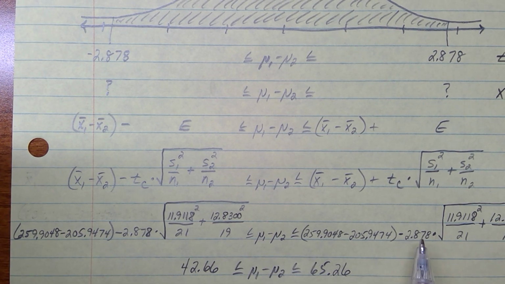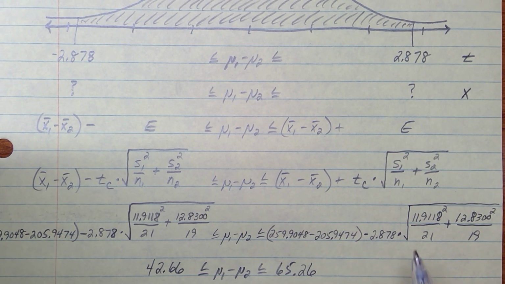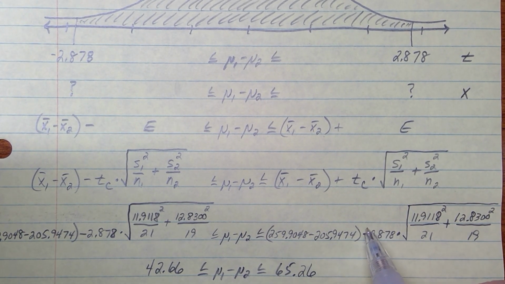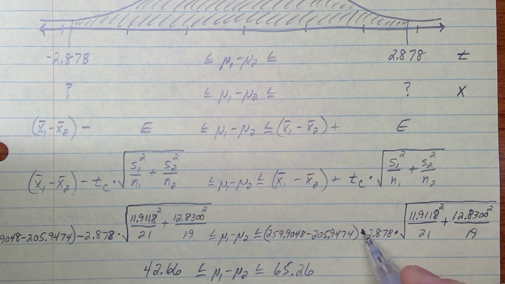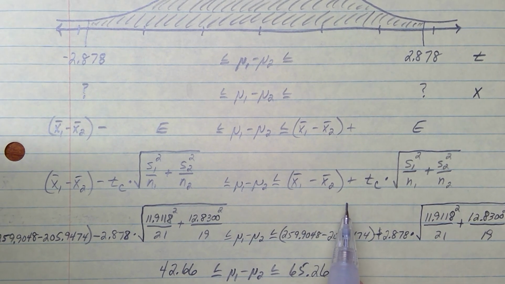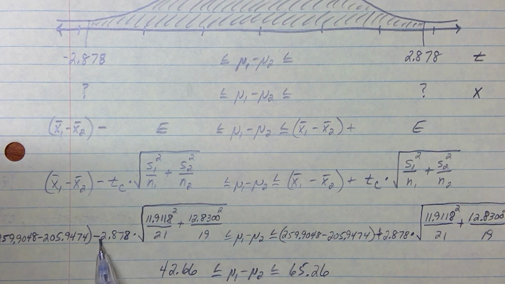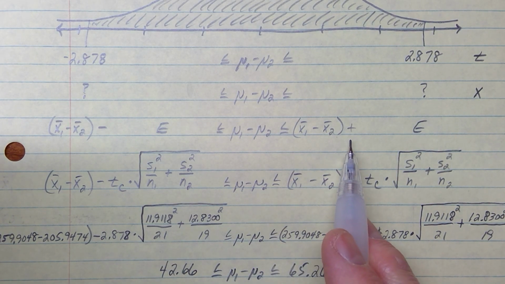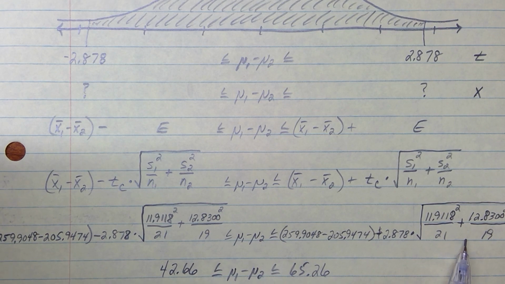The only difference over here is, whoops, that's supposed to be plus. Let's change that. I'm having trouble. I probably should have paused the video. That's a plus. There we go. All right, that's better. So minus a margin of error, minus a margin of error, plus a margin of error, plus a margin of error, plus a margin of error.